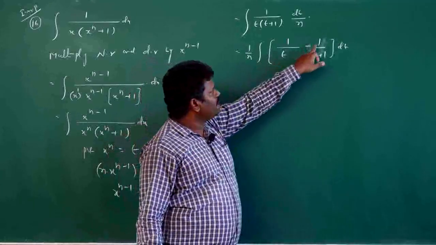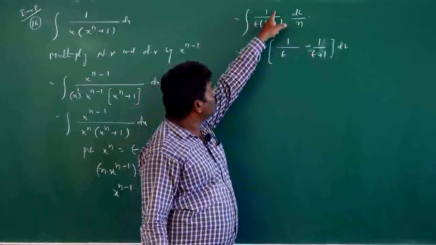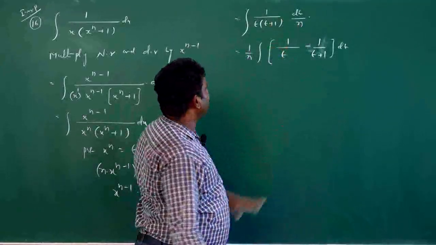So 1 by t minus 1 by t plus 1. Numerator value: t plus 1 minus t, t cancellation, 1. So balancing that value. Now we apply the integral.